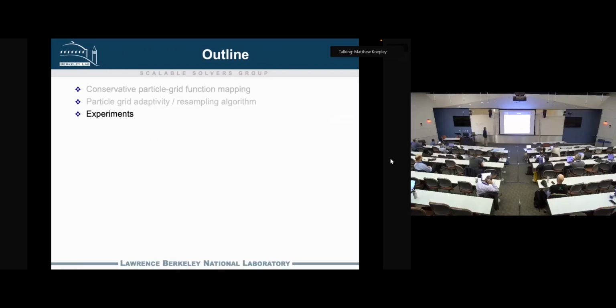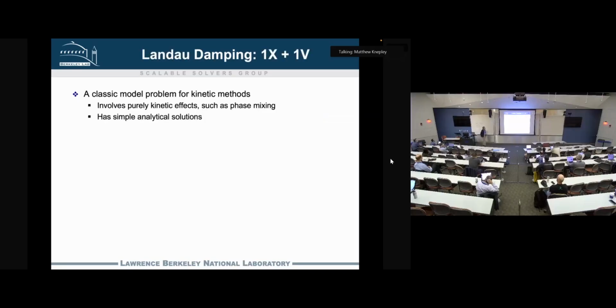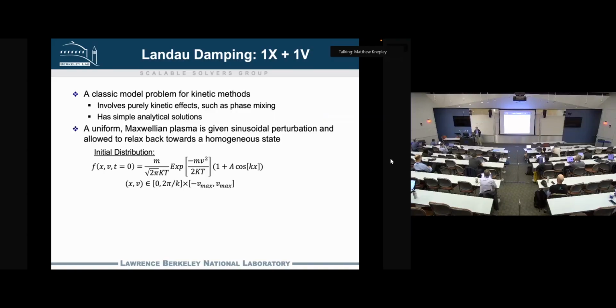Okay. So now I'll talk about some experiments. This is going to use the Landau damping problem, which is a very popular model in kinetic methods. It's something that involves very subtle physics. If you look at the model itself, there's no collisions, there's no obvious damping, but through very subtle physical processes, you do get damping, and there are analytical analyses of what the damping rates are and so forth. It's a very convenient test, and it's very widely used.